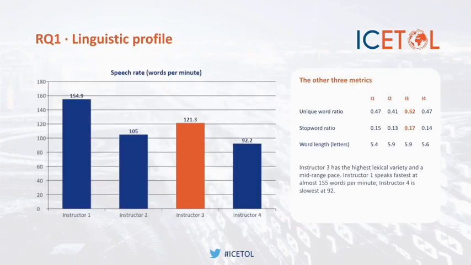Turning to the first research question, speech rate separates the instructors sharply. Instructor 1 speaks at almost 155 words a minute. Instructor 4 at 92. Instructor 3, in orange, sits in the middle. On the panel to the right, instructor 3 also has the highest unique word ratio at 0.52, meaning the widest vocabulary spread. Average word length is similar across all 4.